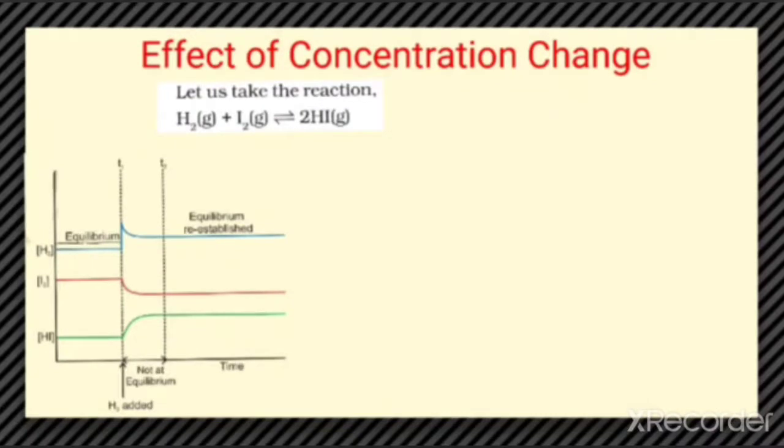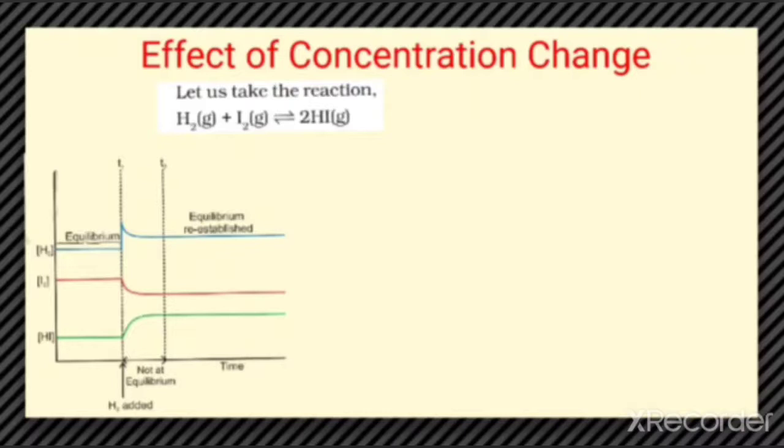But if hydrogen, one of the reactants, is added to the reaction mixture at equilibrium, then the equilibrium of the reaction is disturbed. That is very clear from this. You can see now the plot is no longer a straight line. It is not parallel. The plots for HI, H2 and I2 are no longer parallel. That means the equilibrium gets disturbed.